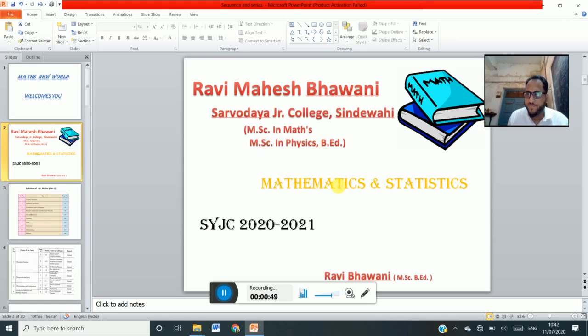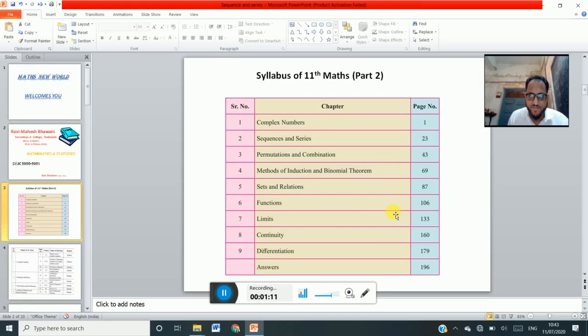I teach you Mathematics and Statistics, but since we are two teachers here, I'll teach you the second part of the mathematics, because the first part is going on for you by Nagapur madam, right? So the syllabus of the second part is as this. This is the first page of your textbook. See the syllabus. First chapter is the complex number.